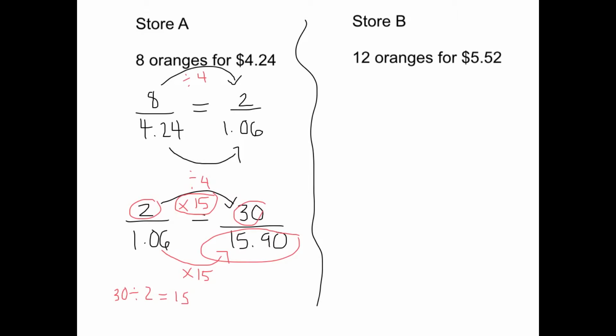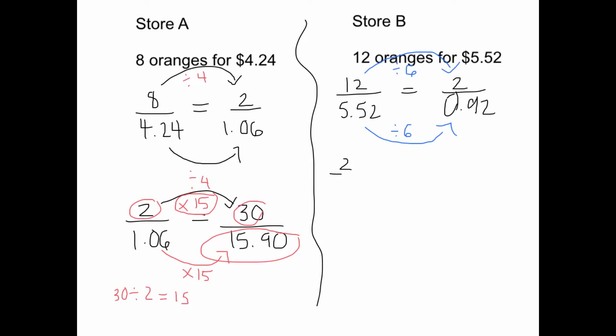We're going to do the same thing with Store B, and we're going to use our common factor of 2 to help us get to 30. Once again, we're writing this as a proportional relationship using equivalent ratios. For every 12 oranges, it costs $5.52. So how much would it cost for 2 oranges? Once again, how do we get from 12 to 2? The number is getting smaller, so we're dividing. We can do that in our head: 12 divided by 6 is 2. Whatever you do to the numerator, you must do to the denominator. So we divide $5.52 by 6, and we get 0.92. Now we know that for 2 oranges, it costs 92 cents.